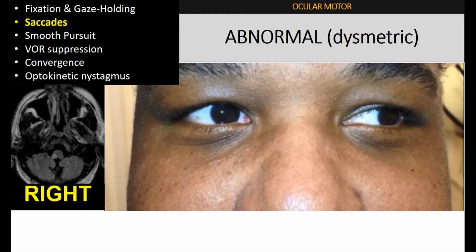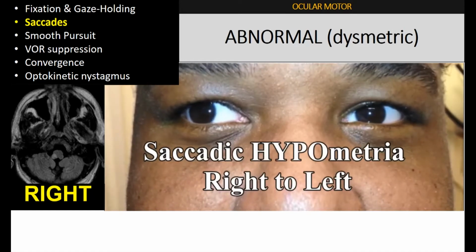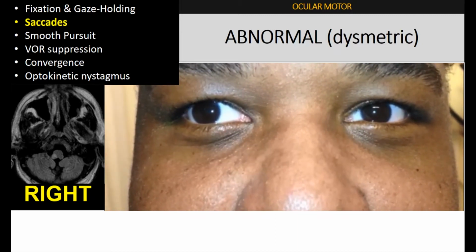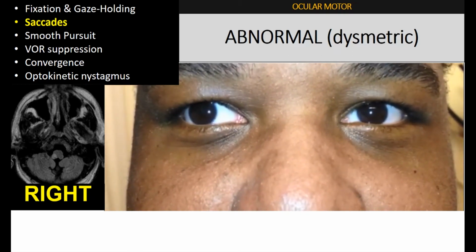So if the saccades are slow or absent in all planes, think about something neurodegenerative. If the saccades are slow or absent in a specific plane, think about something structural. Think about an ischemic stroke, as in this case.